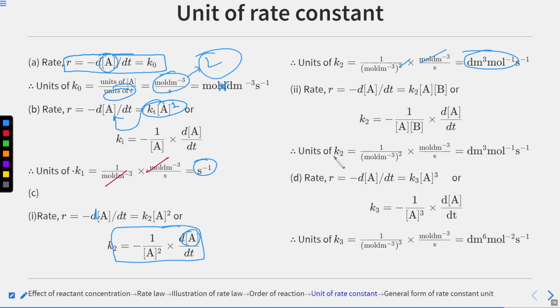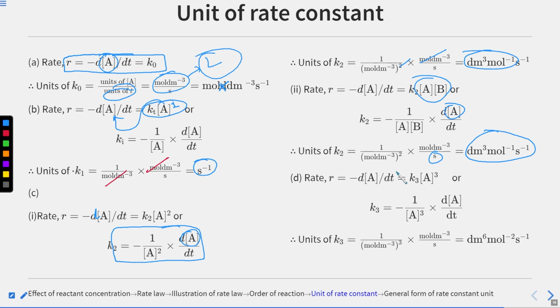Suppose we have two reactants, say A and B. That would give one A and one B, and both A and B will have a concentration, and the concentration unit will remain the same. There will be no change in the unit. The concentration of A is mole per decimeter cube and B is mole per decimeter cube. Multiplying those two, we get mole per decimeter cube whole to the power 2. Now it is multiplied by the concentration of A, that is mole per decimeter cube divided by time. That would give us decimeter cube per mole per second.